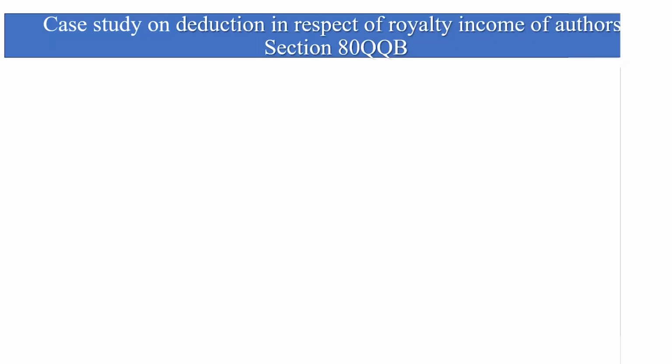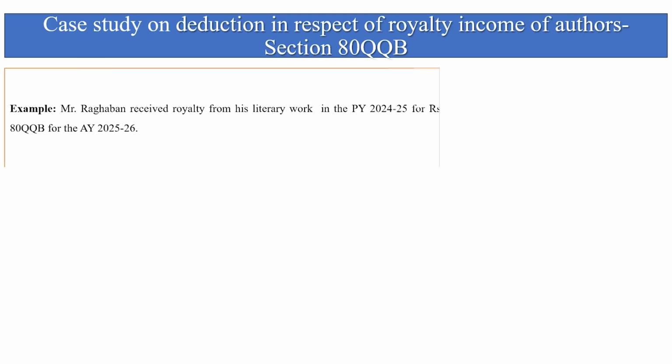This is deduction in respect of royalty income by author under section 80QQB. Any royalty income of an author is allowable as deduction under section 80QQB, limited to the ceiling of rupees 3 lakh. Here Mr. Raghavan received 2,75,000 for his literary work as royalty. So allowable amount of deduction will be 2,75,000 as it is not exceeding the cap of 3 lakh.